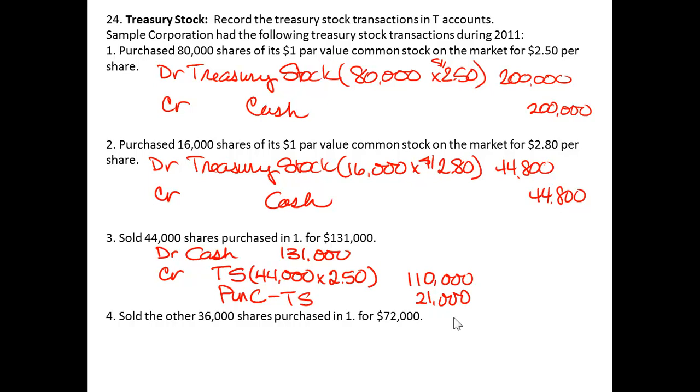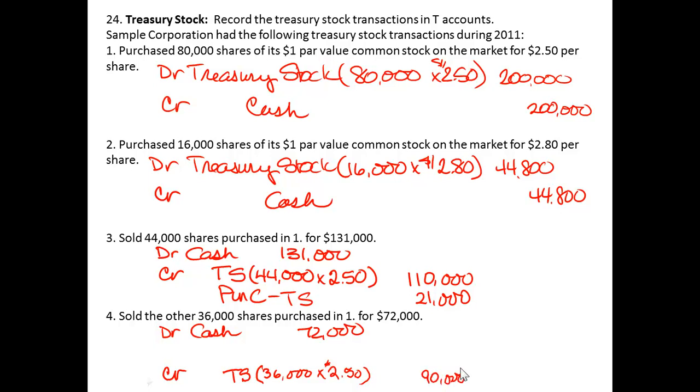We sold the other 36,000, so the remaining first purchase, for $72,000. So we're going to debit cash for $72,000. We're going to skip a line, and we're going to credit Treasury stock. Well, maybe we'll skip 2 lines. Treasury stock for 36,000 times its cost basis, which is $2.50. So 36,000 times 2.50 is a total of $90,000.